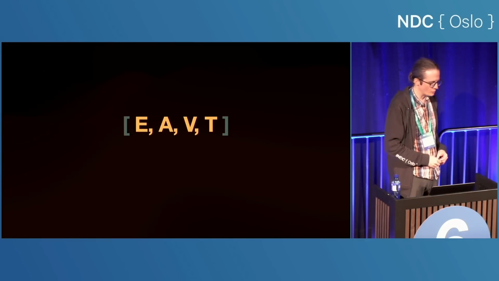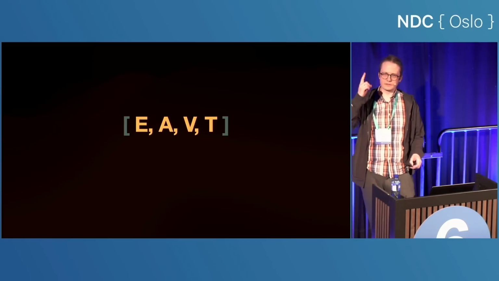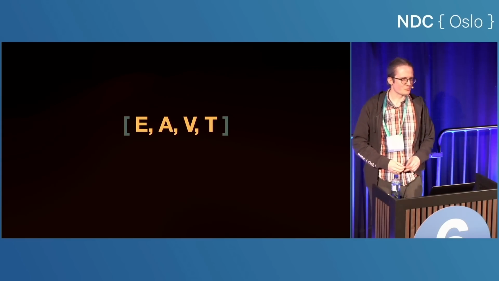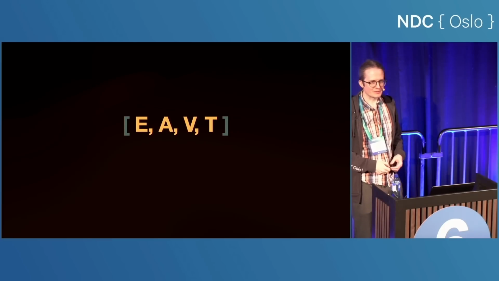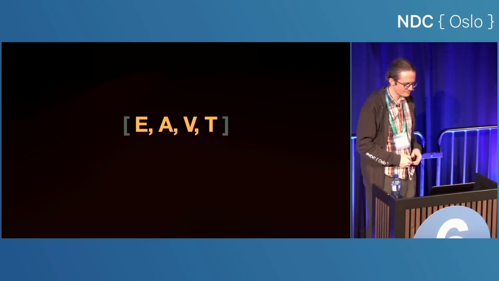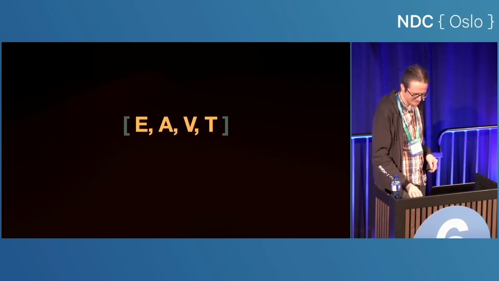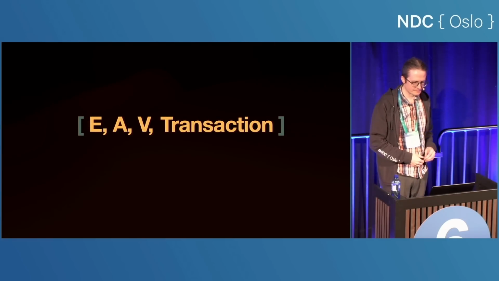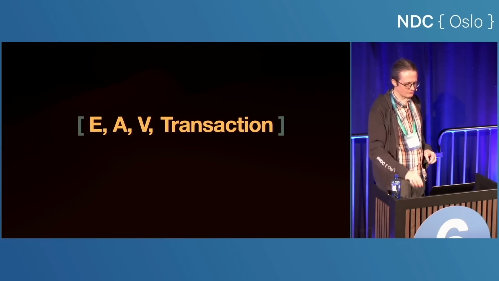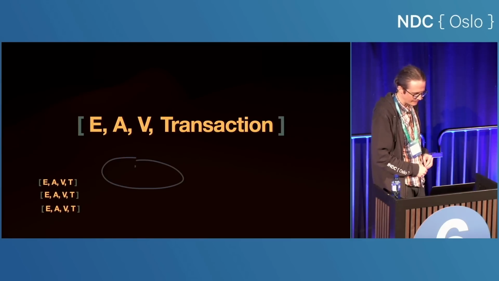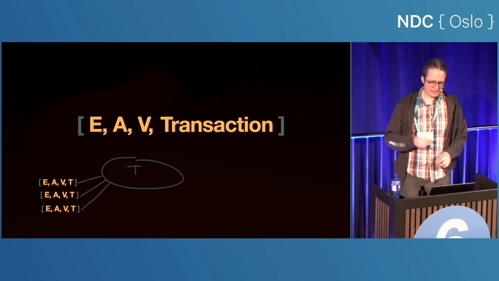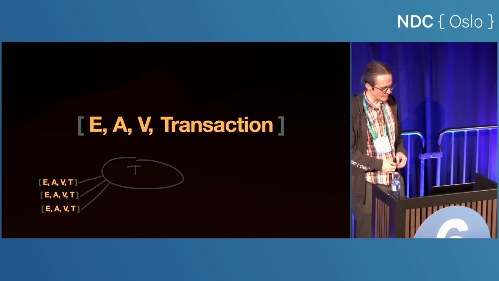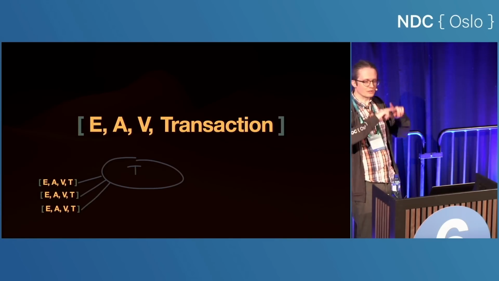So by now you are pretty familiar with these: entity, attribute, value, and time. Well, I have been lying to you. The T isn't time, it's transaction. Here are 3 facts that were asserted at the same time. They belong to the same transaction. That tells us something important. These 3 facts are related.